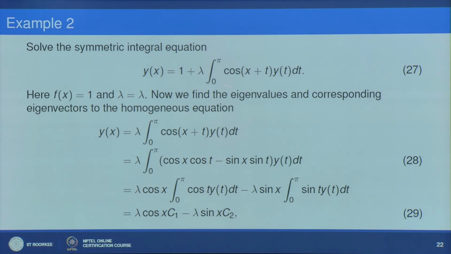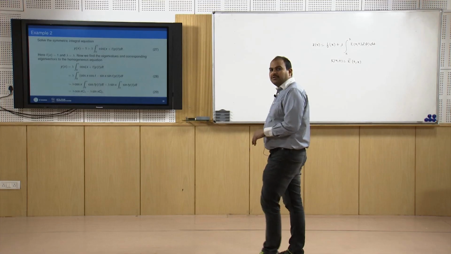So to find the solution in terms of the resolvent kernel, using our theory, we need to calculate our eigenvalues and eigenfunctions. So consider the homogeneous equation, that is, you take f(x) as 0. So consider y(x) equal to lambda times the integral from 0 to pi of cos(x+t) y(t) dt. Now we want to find the eigenvalues and eigenfunctions. You can solve this using the method of separable kernel, with the help of the method we have discussed.